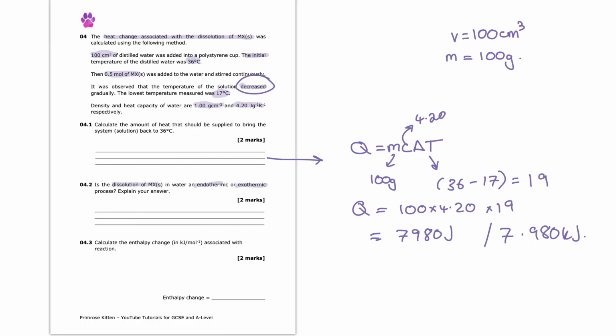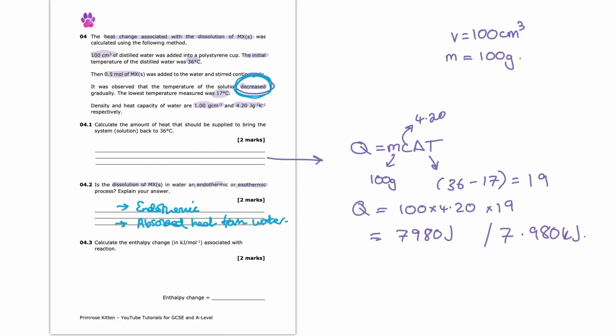Okay, so in 4.2, we're asked, is the dissolution of MX in water an endothermic or exothermic process? And we're asked to explain our answer. So the important bit here is a word I've previously circled. It's the fact that the temperature decreases, okay? And if the temperature decreases, that means that the process must be endothermic, because we need to remember that if something's endothermic, it means it's absorbing energy from the surroundings, and that is what brings down the temperature of the water, because it's getting absorbed into this reaction, which is an endothermic reaction. So our answer here is going to be endothermic, and our explanation is that the reaction there has absorbed heat energy from the water.